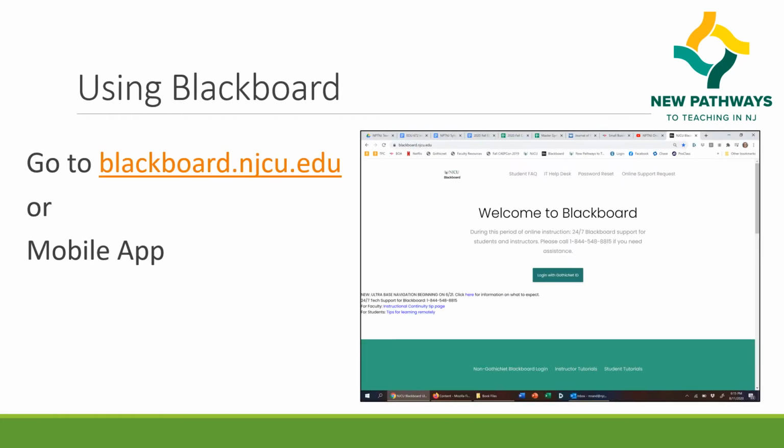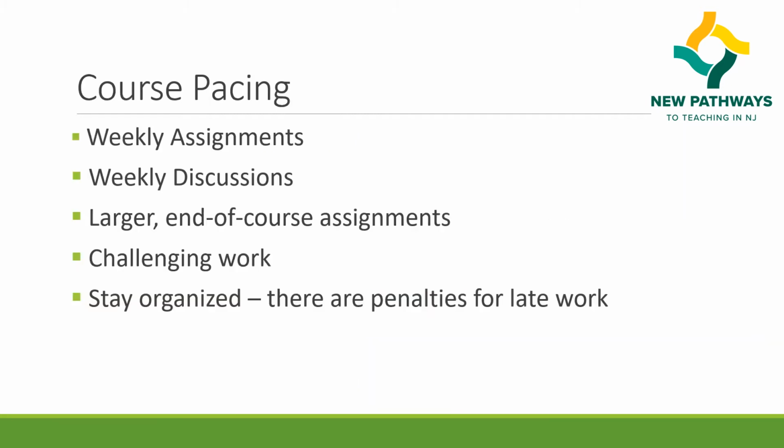Blackboard is the software that we use for all of the courses. And to access them, you'll go to blackboard.njcu.edu, or you can use the Blackboard Learn mobile app. You're going to click on the Login with Gothic ID. That's the same ID that you used for GothicNet. You'll put that in and it will take you to a list of your courses, and then you'll click on the course that you want to access.